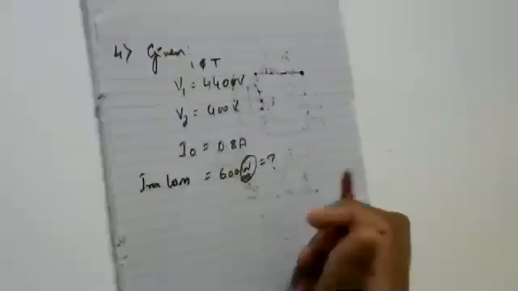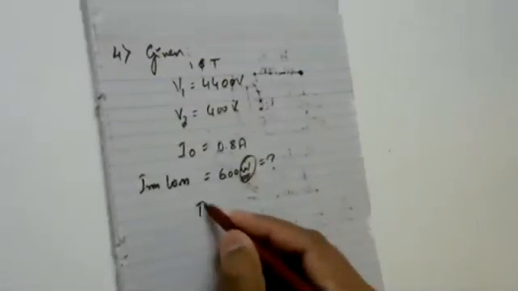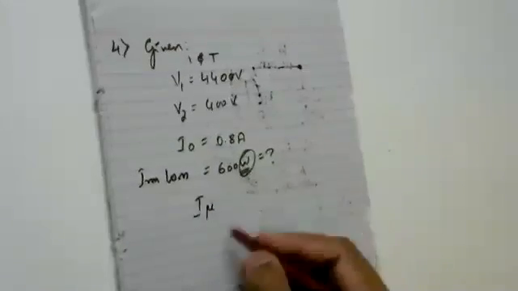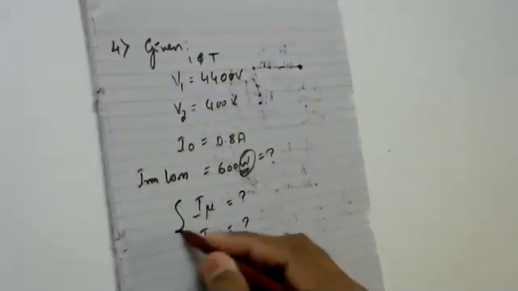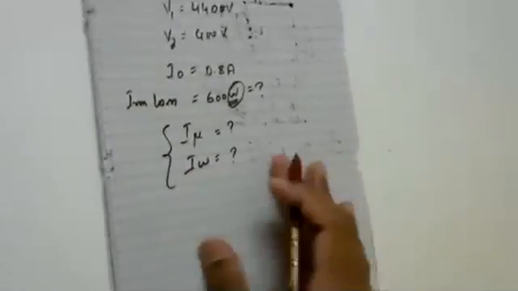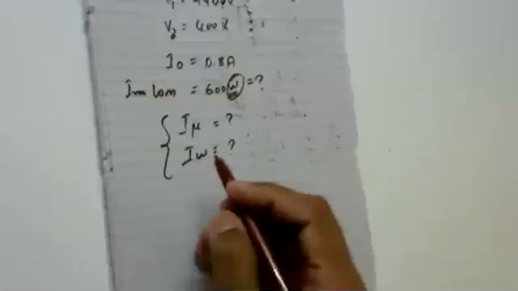He is asking us to compute the value of the magnetizing current and the iron loss component, nothing but IW. So these two parameters he is asking us to compute. Okay, so we'll start solving this.